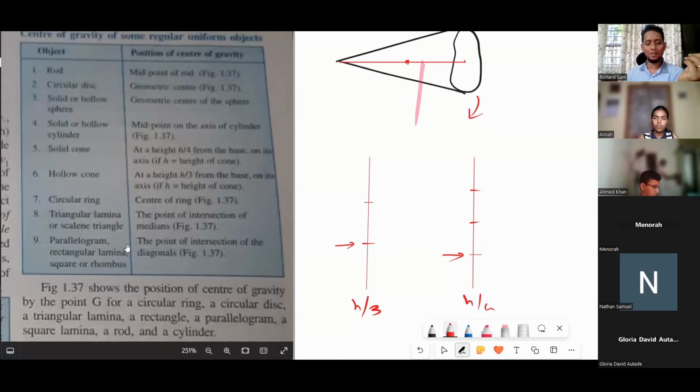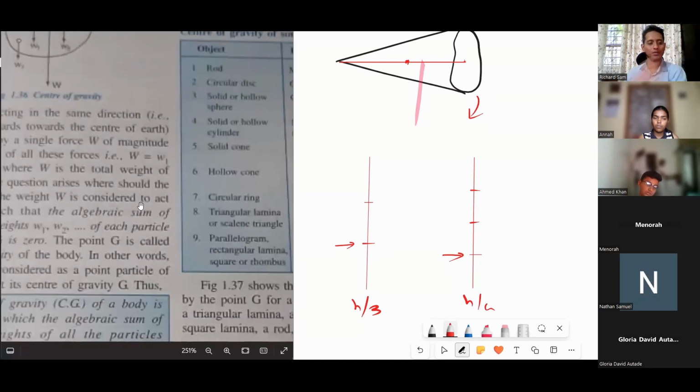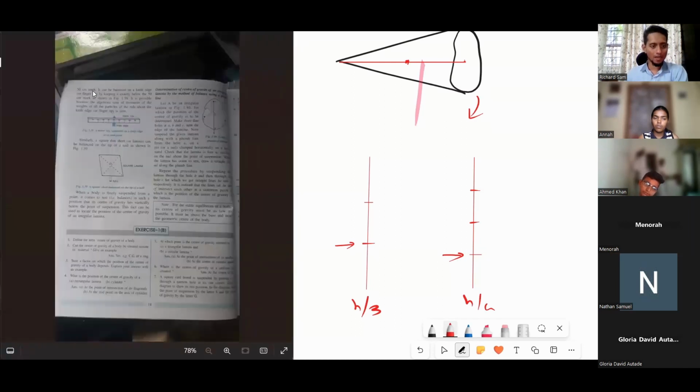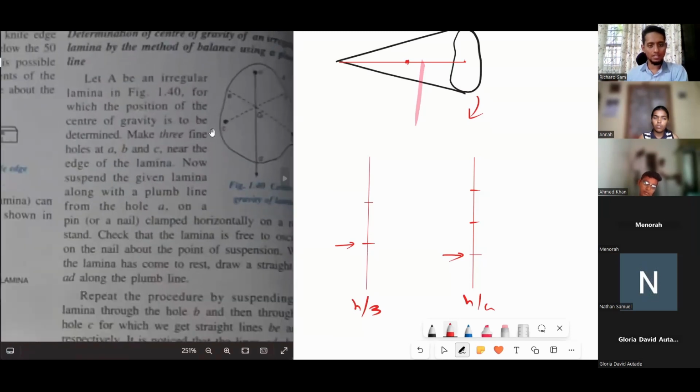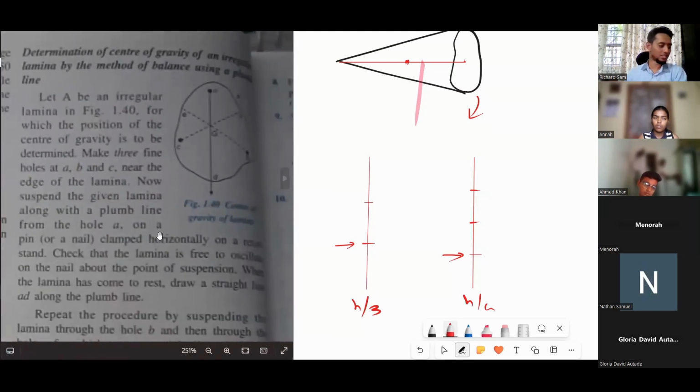Next, triangular lamina or scalene triangle. Okay, or any shape, any lamina. Lamina means any random shape. Okay, so they're taking an irregular shape like this. Think of a paper that has no shape. Okay, I will just tear this paper into some irregular shape.